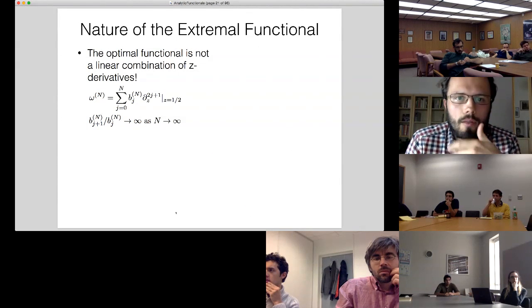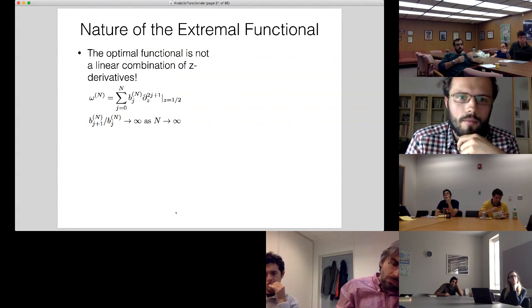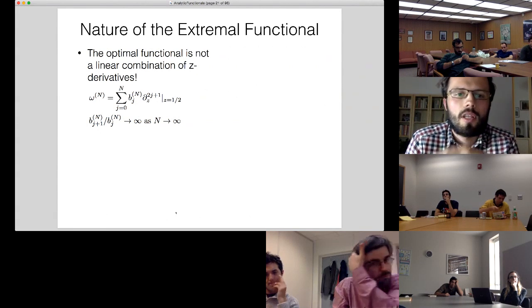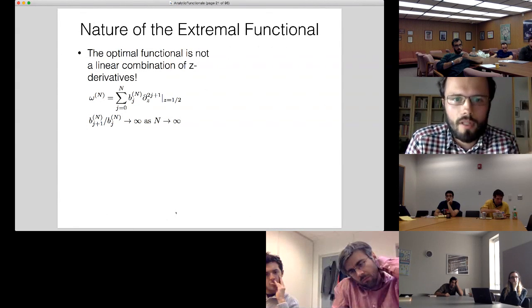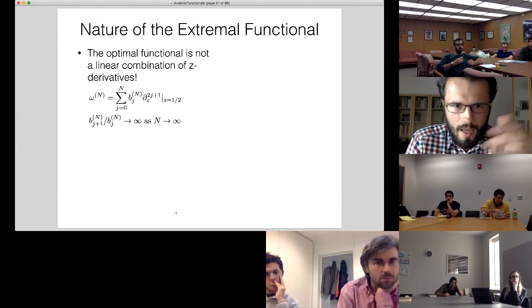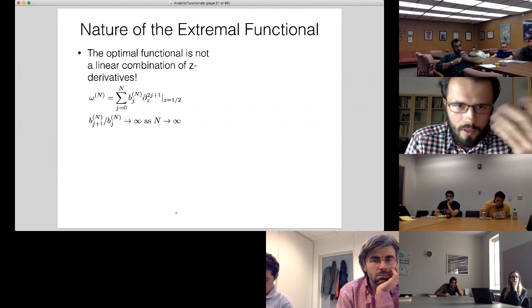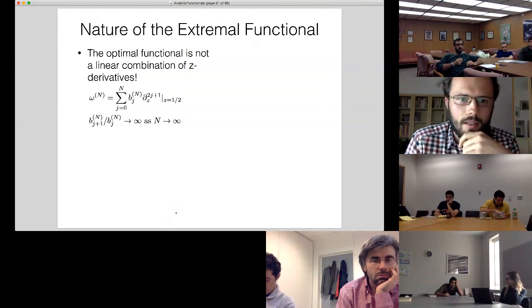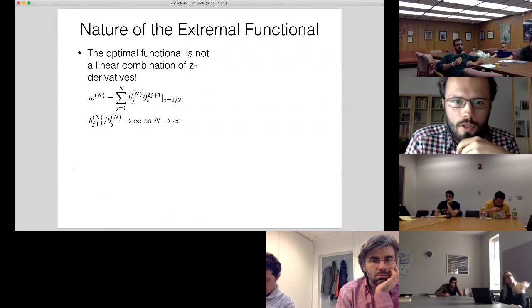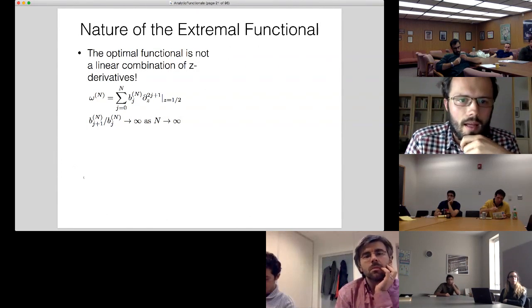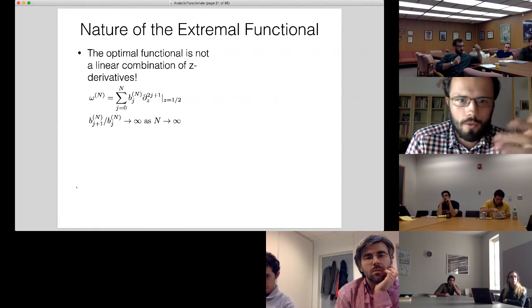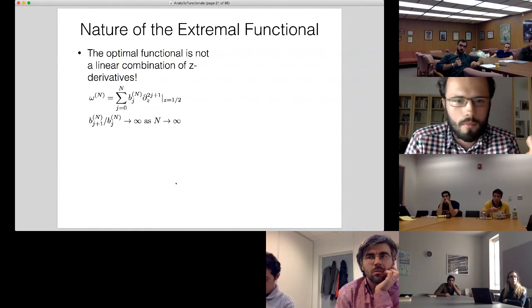You can already wonder what the numerical bootstrap can tell us about the nature of this extremal functional, and in fact, one can come to the conclusion that the optimal extremal functional living right on the bound cannot be written in the basis of z derivatives. The reason is that as we increase the n max, the total number of derivatives used, and we approach the optimal bound, the ratio of the consecutive coefficients goes to infinity. So these coefficients b_j, where the index j labels the order of the derivative, when we look at the ratio of two consecutive ones, it goes to infinity. So there is really no way that the optimal functional can be written in this basis.